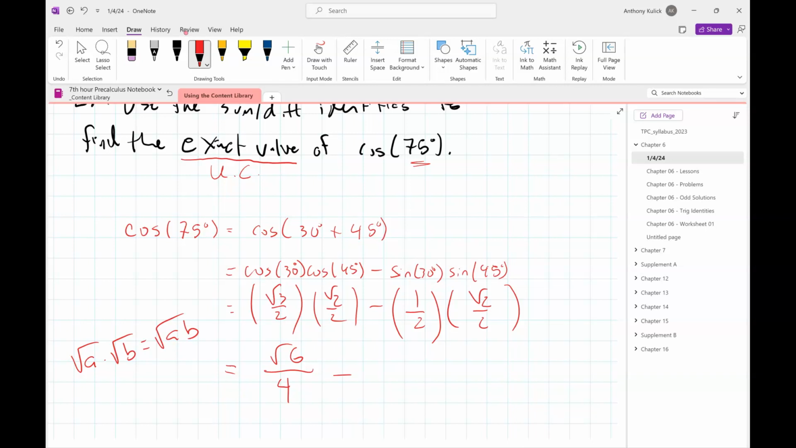And then we'll do the same thing with the other fraction. What do I get when I do 1/2 times root 2 over 2? Over 4, right? So 1 times root 2 is just root 2. 2 times 2 is 4, so I have root 2 over 4.